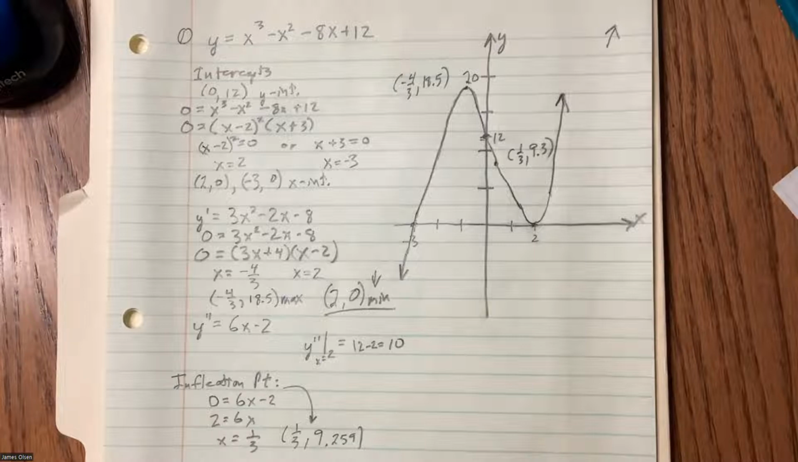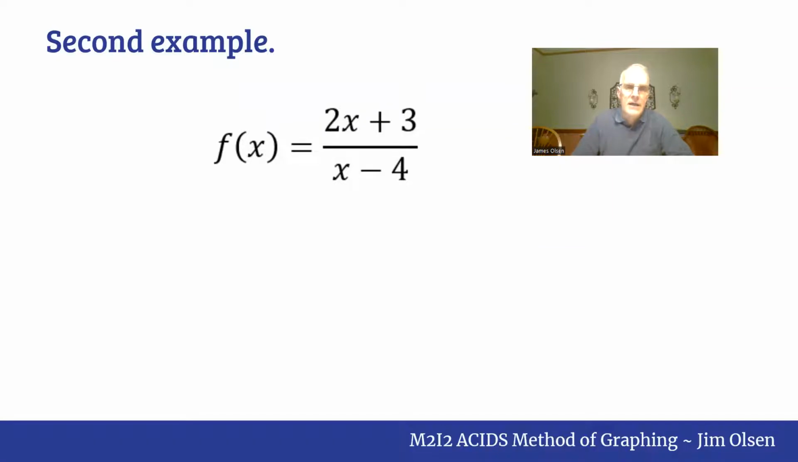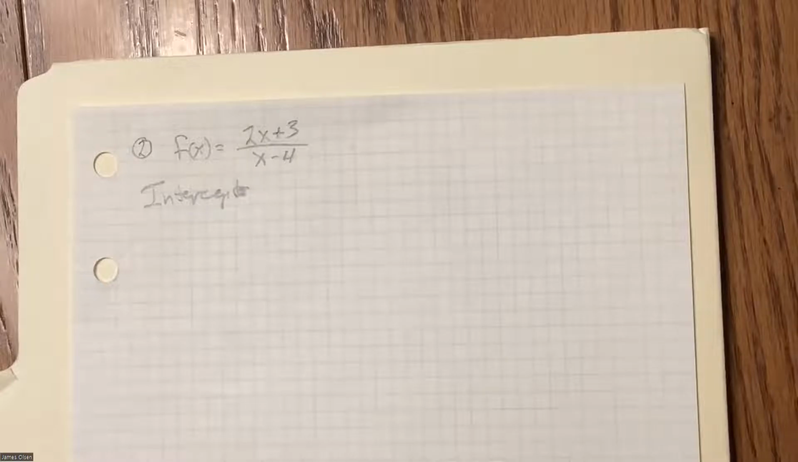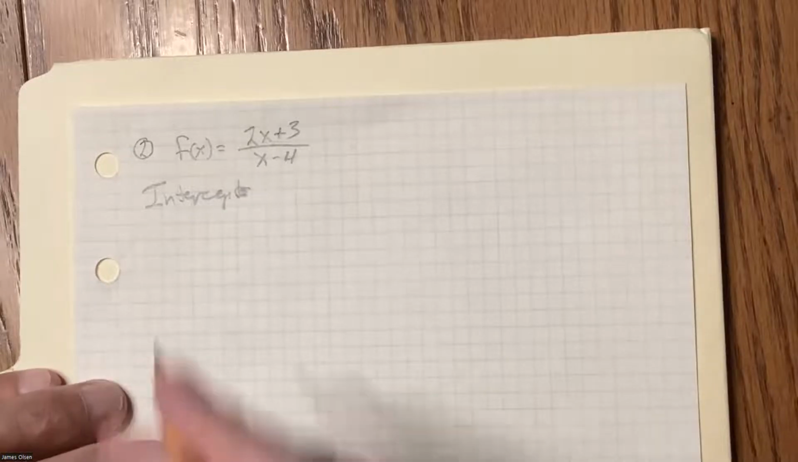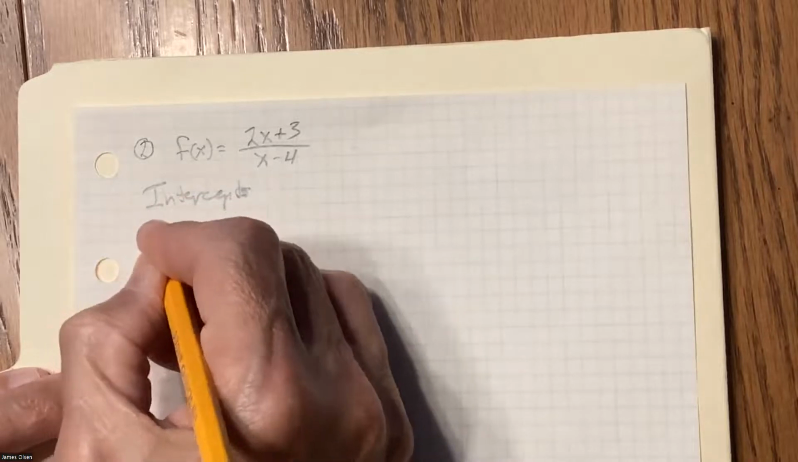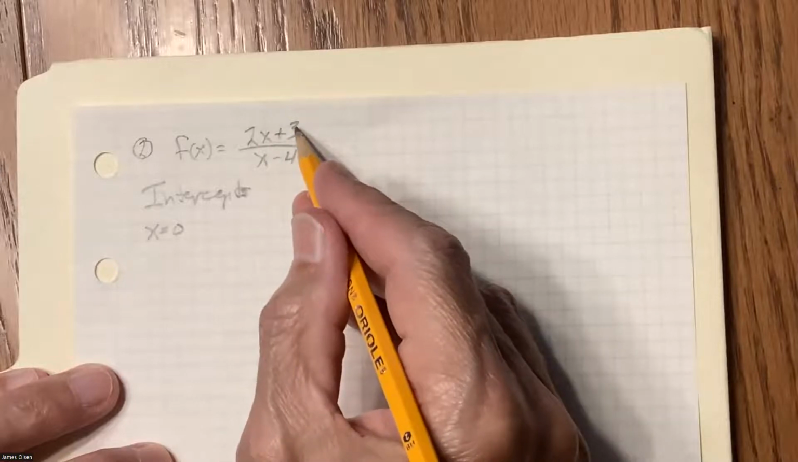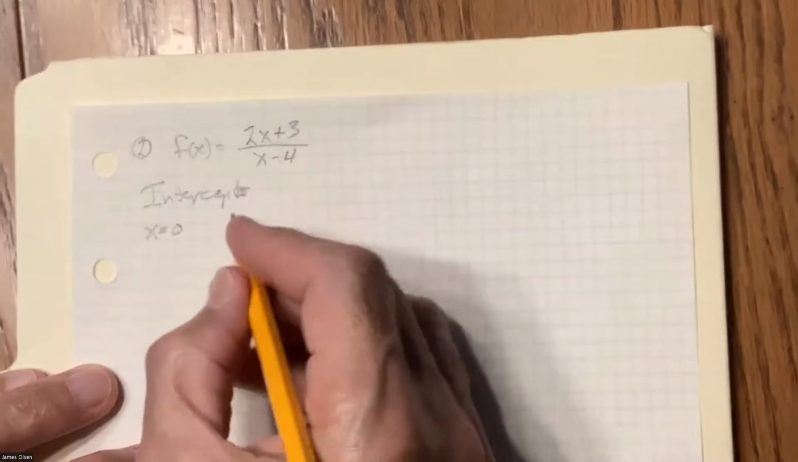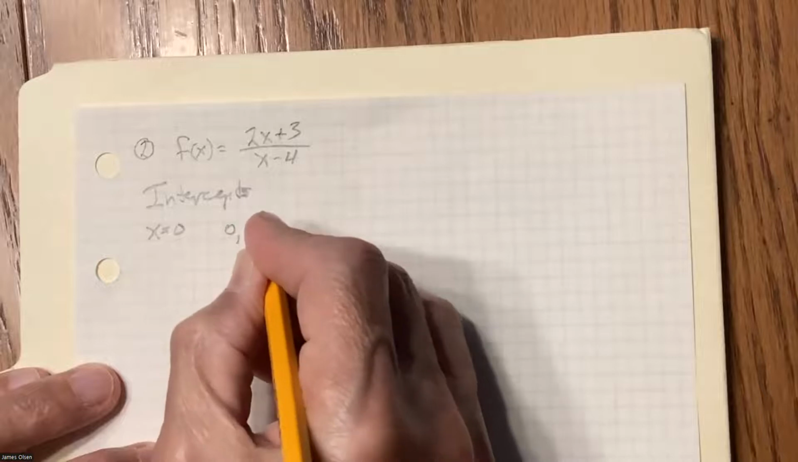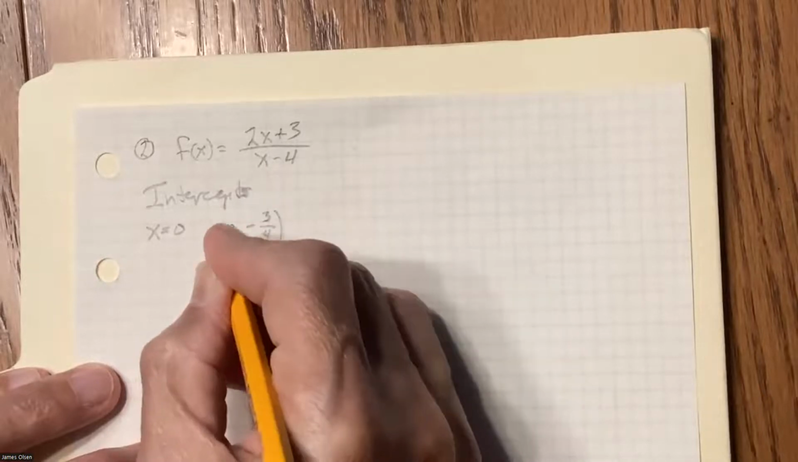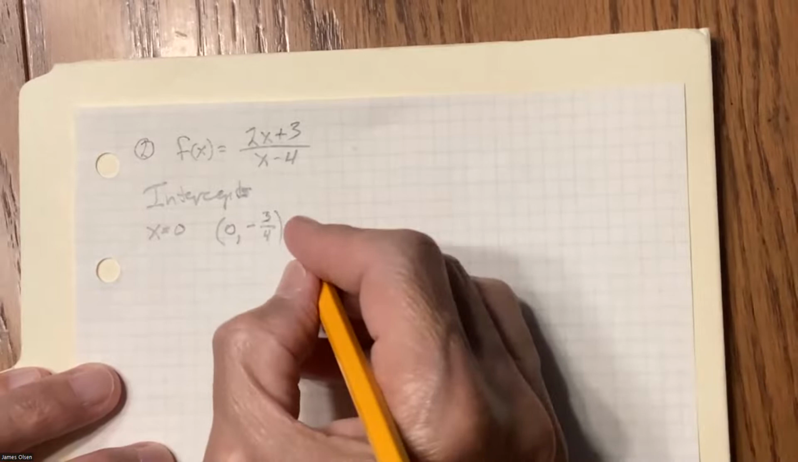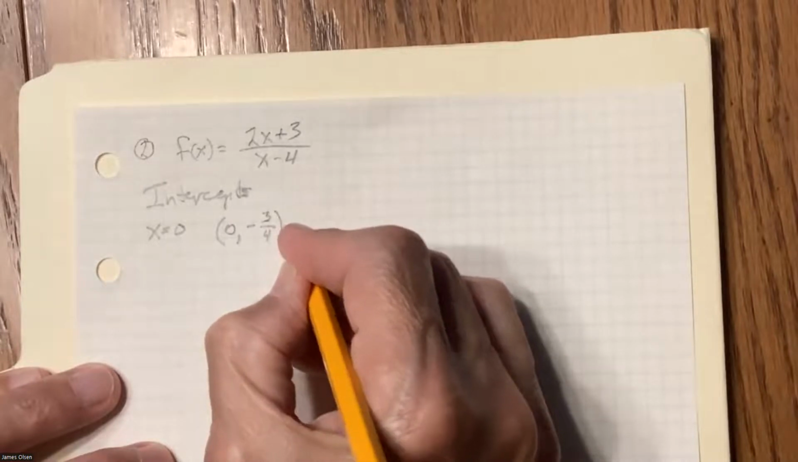Let's move now to the second example. This is our second example. It's a rational function, 2x plus 3 over x minus 4. Let's begin with intercepts. If my input is 0, this is 0 and this is 0, I get 3 over negative 4, and we get the ordered pair 0, comma, negative 3/4. This is the y-intercept.